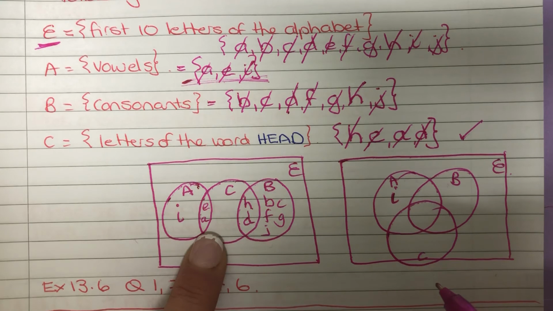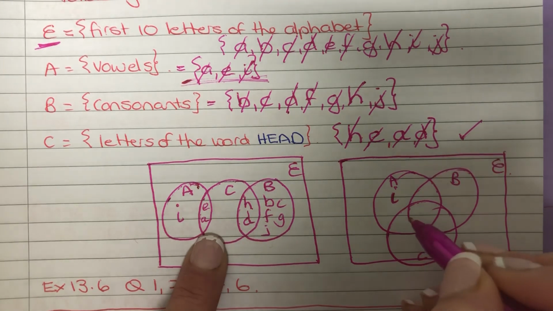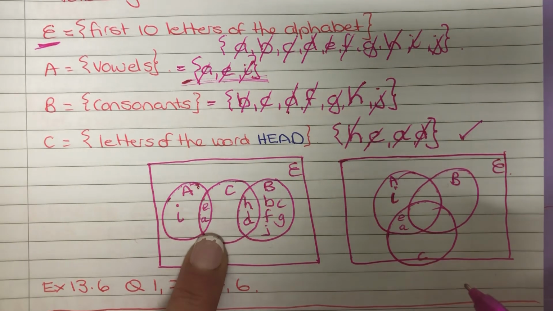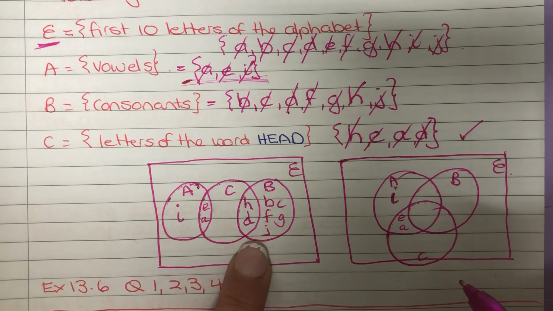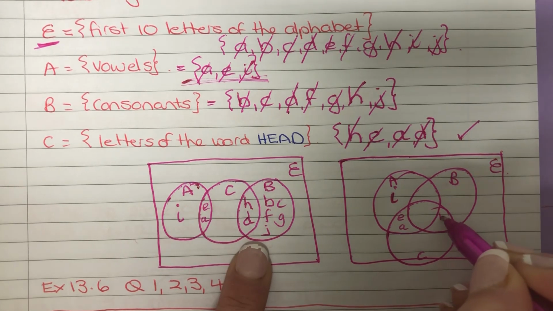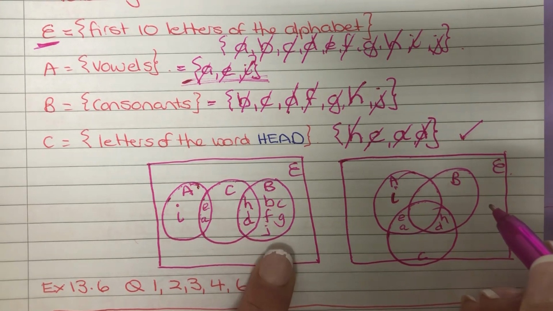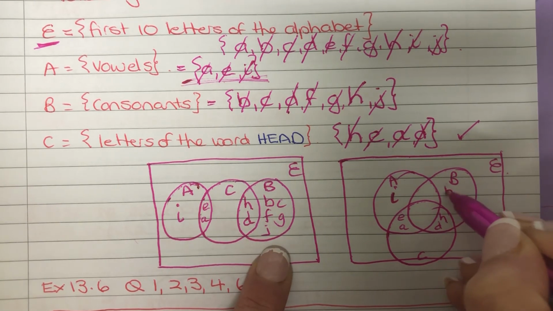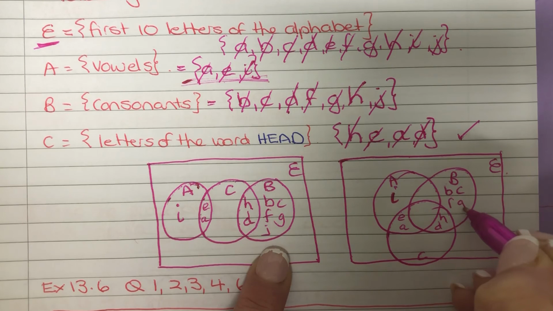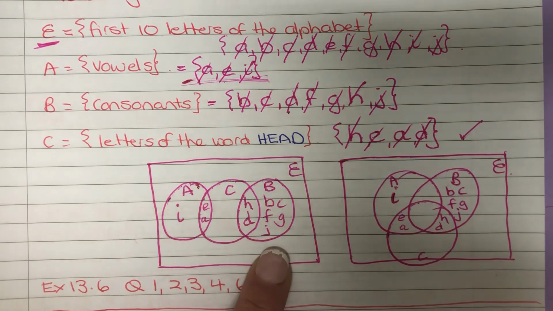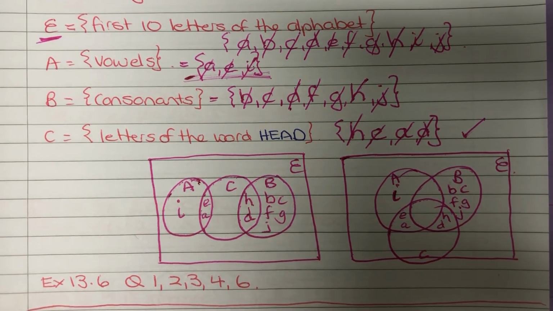The overlap for A and C is E and A. The overlap for C and B, which is here, is H and D. Can't put it here because this means it goes in everything. And then in B, we've got B, C, F, G, and J. So that's what it would look like. So you can do it either way.